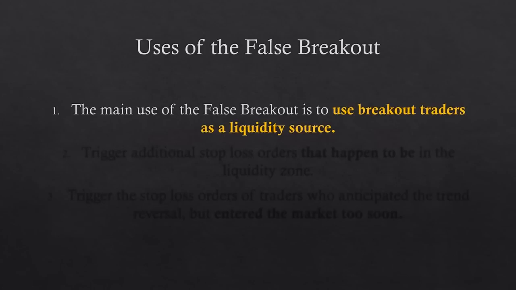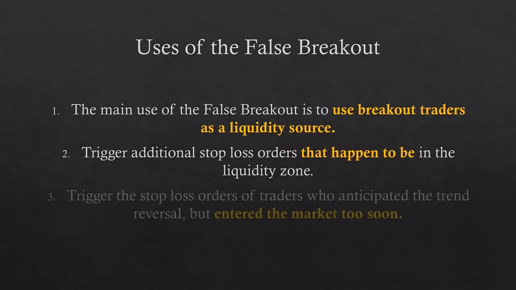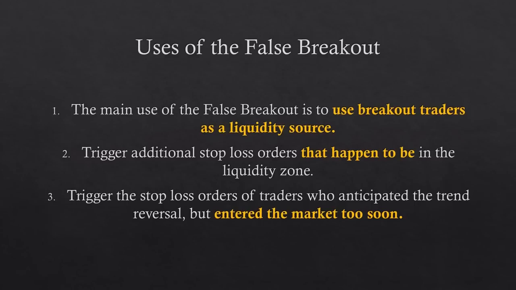The second is to trigger the stop-loss orders of other traders who happen to dwell in the liquidity zone. The third is to stop out the traders who were smart enough to anticipate the direction the well-informed traders want to trade, but entered the market too soon.